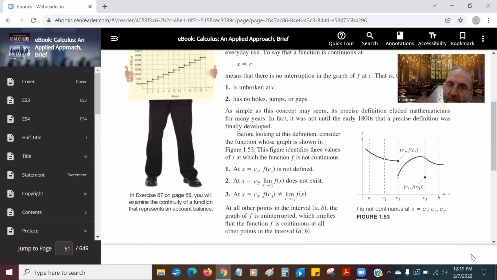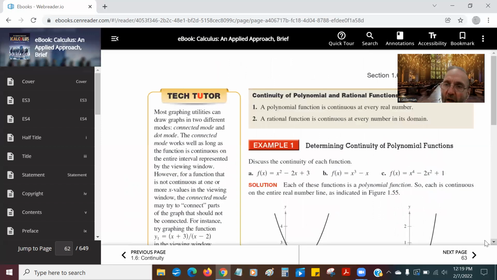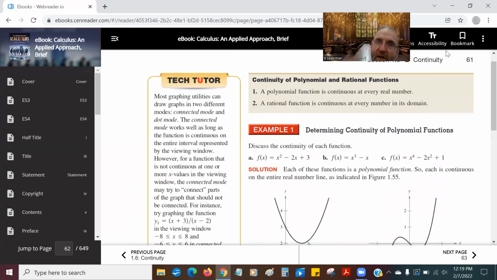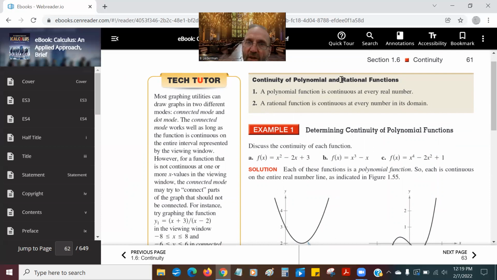Okay, let's look at some. Every polynomial is continuous.